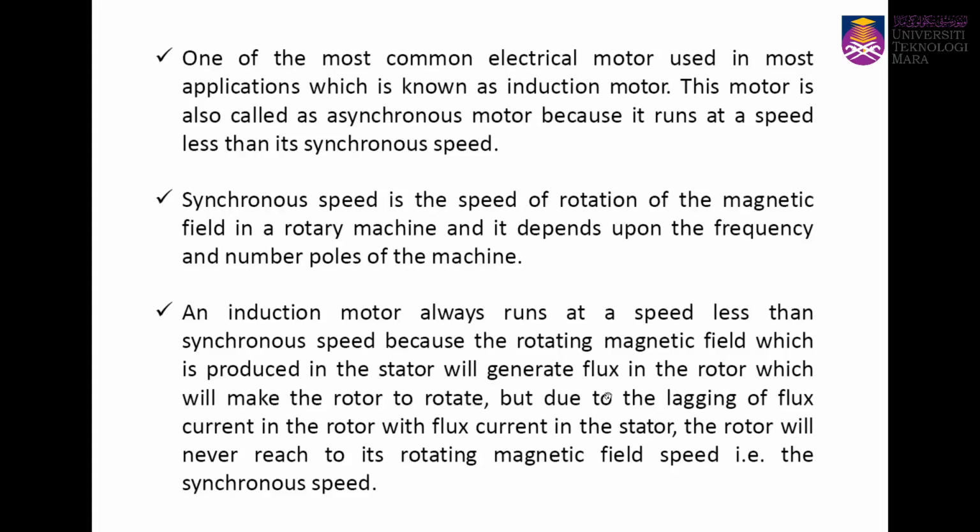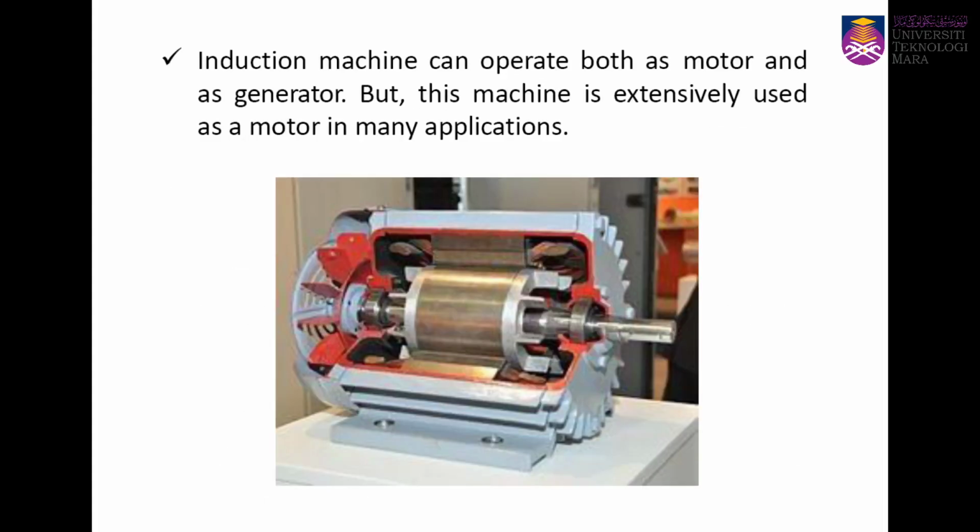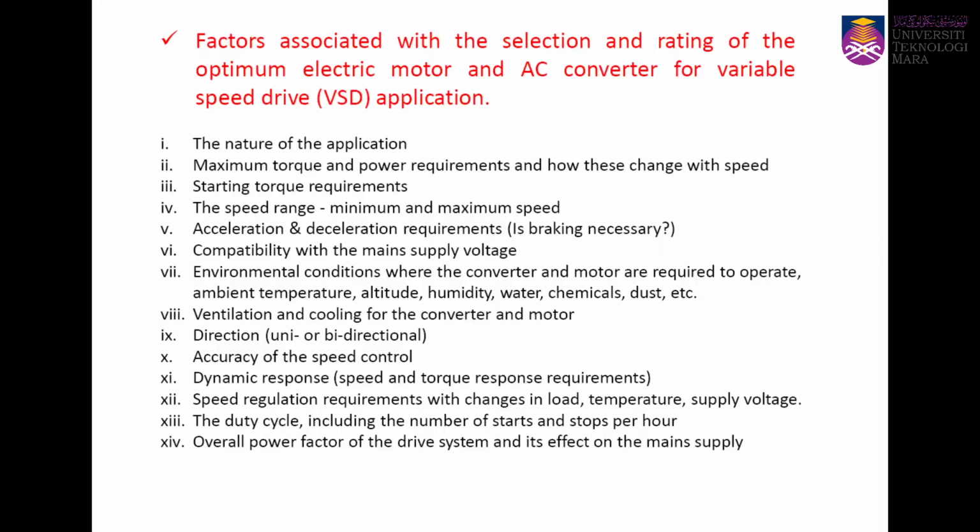But due to the lagging of flux current in the rotor with flux current in the stator, the rotor will never reach its rotating magnetic field speed, such as the synchronous speed. So that's the reason why the induction machine always runs at a slightly lower speed than the synchronous speed. The induction machine can operate both as a motor and as a generator, but this machine is extensively used as a motor in many applications rather than as a generator.